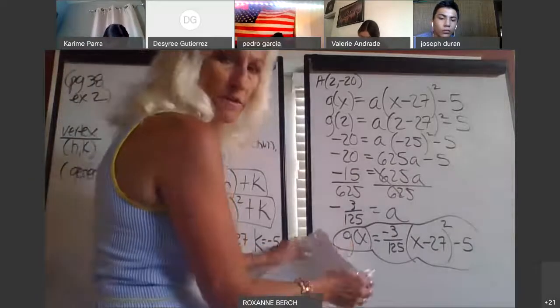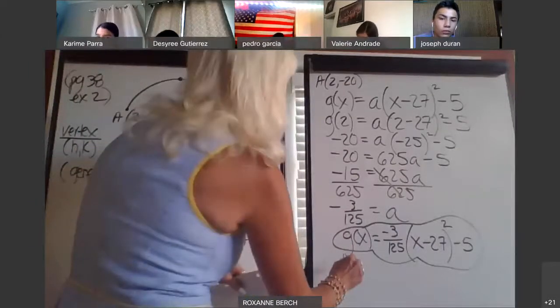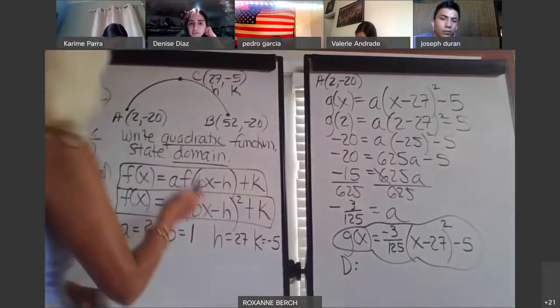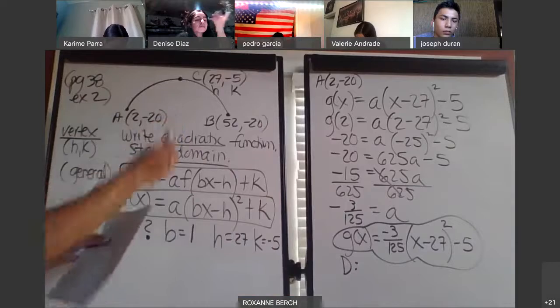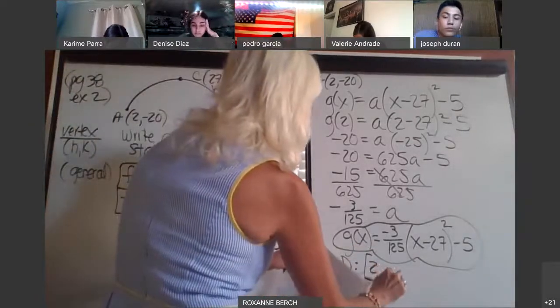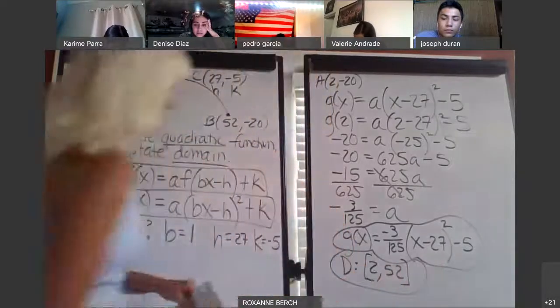Now they want to know what the domain is. I have a question. Hold on. So the domain is from here to here. So the domain would be from 2 to 52. All right, go ahead.